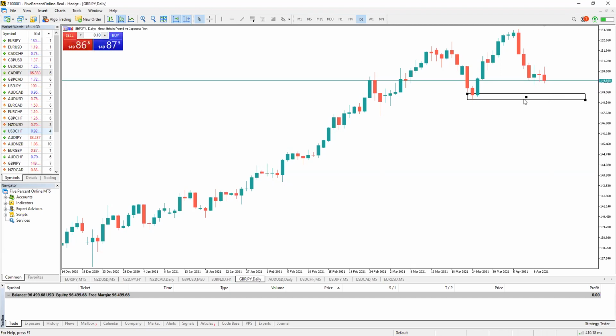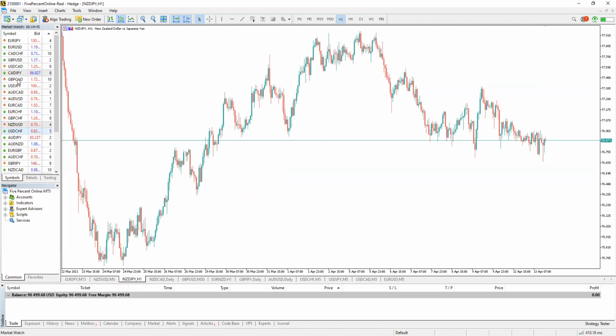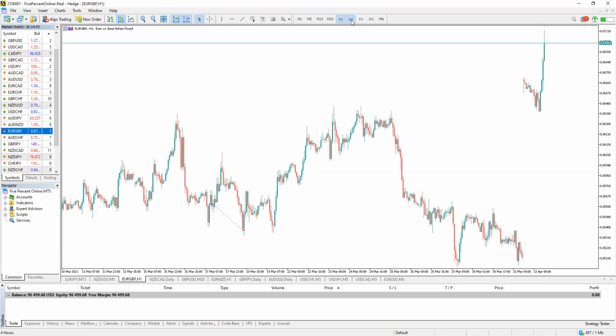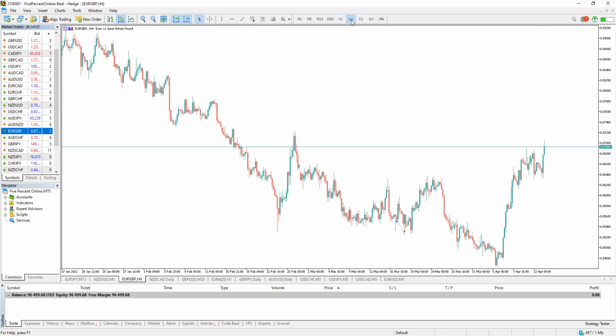Daniel, euro, pound. Let's look at that. I don't know if I have it here. Let's open that. Euro, pound. Potential supply area on the 4 hour, but currently euro is stronger than GBP. Let's just try to understand what's your level.